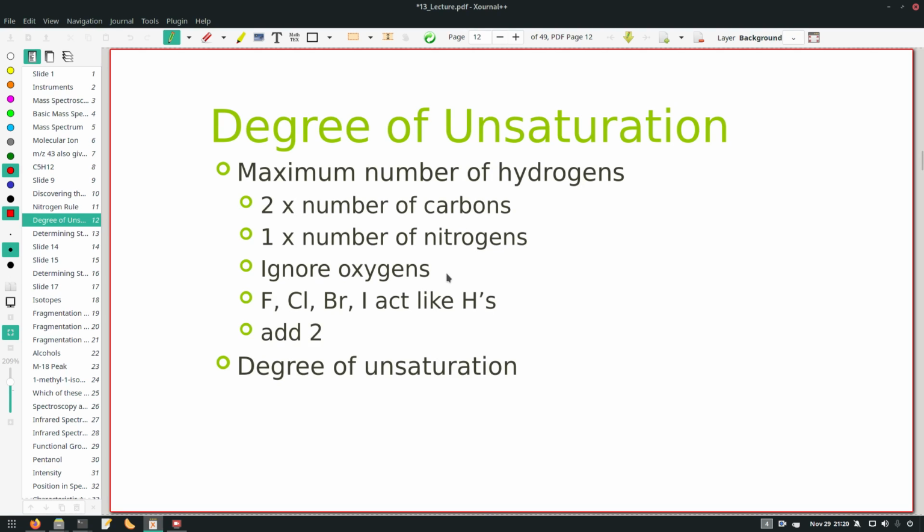Alright, so let's add to our degrees of unsaturation. We talked about this back several chapters ago. If you want to calculate it, you take the number of carbons, multiply it by 2, and add 2.